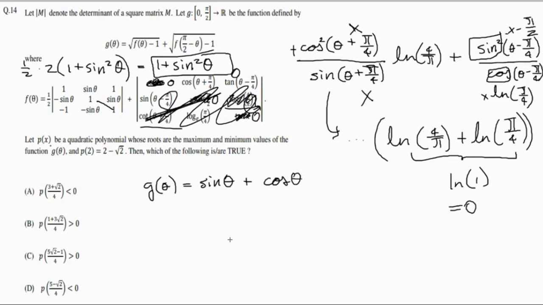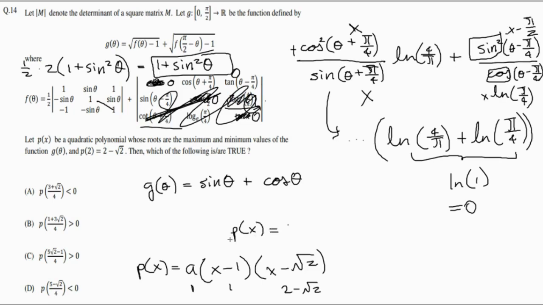Now let's see what is p of x. It's a quadratic, so p of x is equal to a, and the roots are the minimum and maximum, so a times x minus 1, because that's when one of them is 0 and one is 1. The maximum is when both are root 2 over 2, so that gives us x minus root 2. And now we're given this, so if we put in 2, this becomes 2, this becomes 1, and then this becomes 2 minus root 2. So a must be 1 as well. So p of x is equal to just this. So that's pretty simple. Now what are we asked to find?